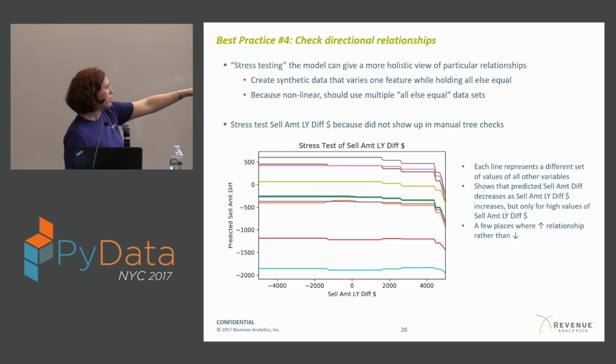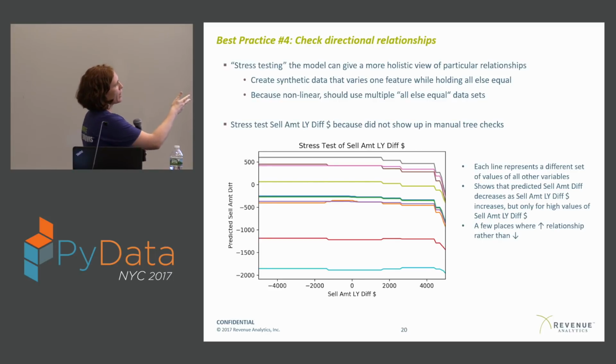So we see it's relatively flat through the middle, and we see this decreasing relationship above 4,000 or so. That's an interesting insight. We've at least better quantified this relationship. We can see the regions in which it's flat versus where it's negative.